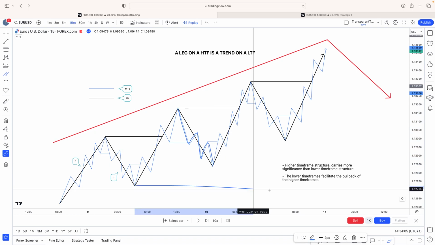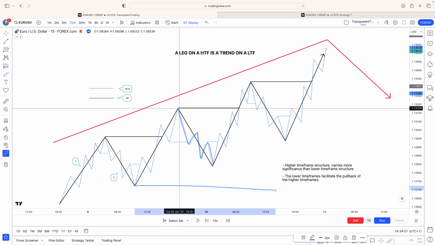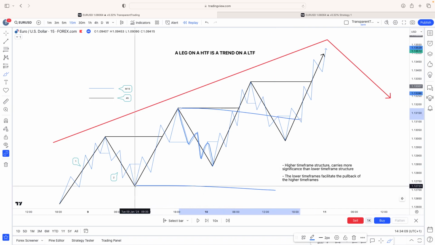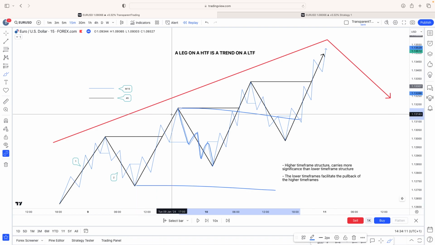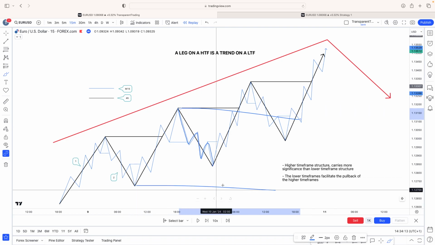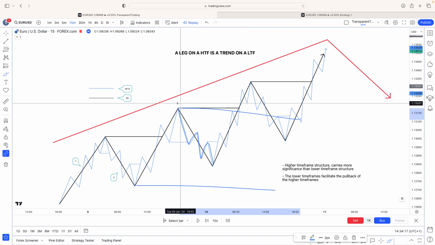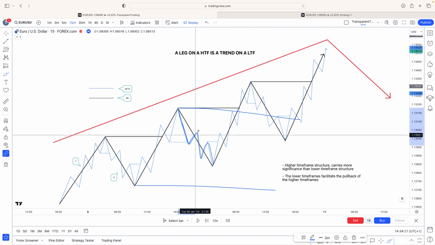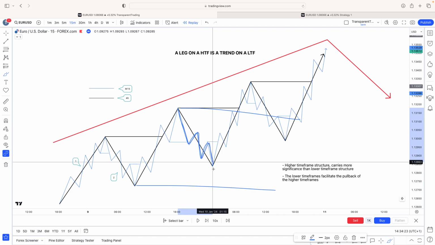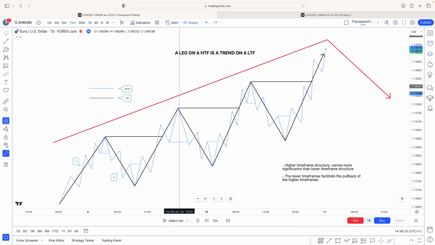So this is our 4-hour strong low. This is our 4-hour weak high. We expect price, after this break of structure, to pull back into the strong low to then target the weak high, okay? How is that going to happen? The M15 is going to switch bearish and form a bearish trend to facilitate the 4-hour pullback, okay? So the lower time frames facilitate the pullback of the higher time frames, okay?